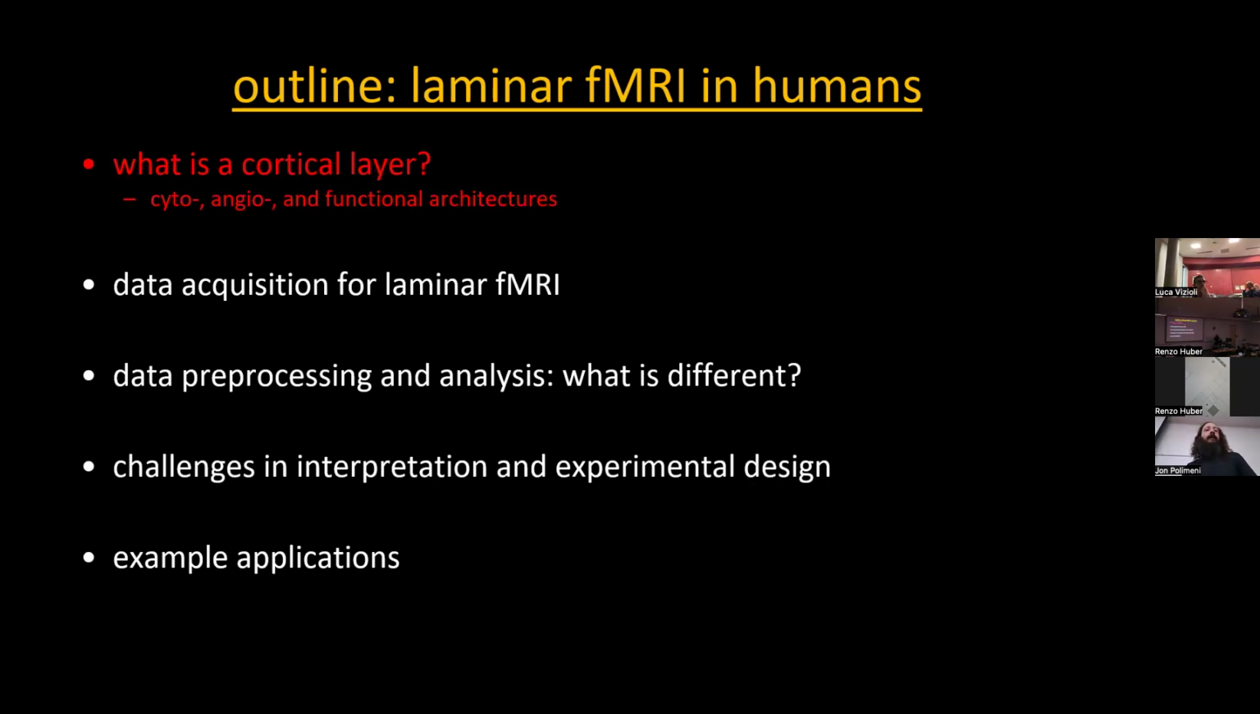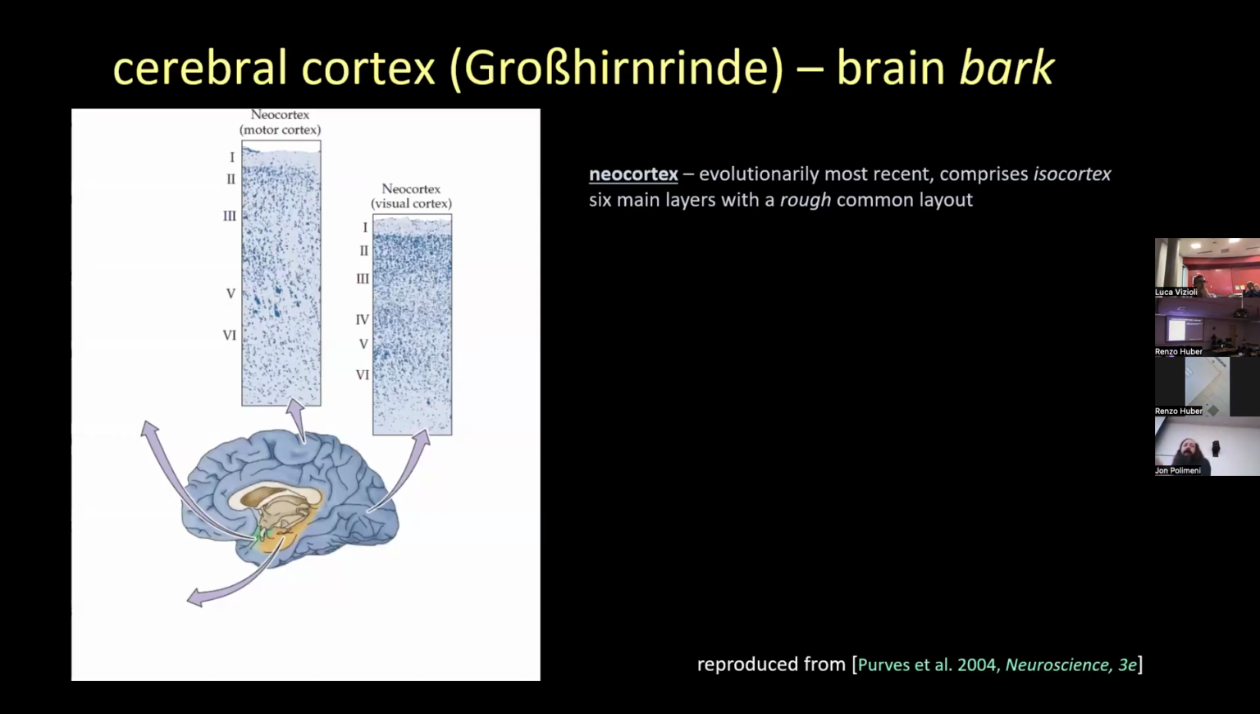And so we'll start with what is a cortical layer. First off, there are layered structures in many brain regions. However, here we're considering only the cerebrum and its cortex, okay? Cortex is Latin for bark. And as the name implies, its laminar organization really is a defining feature. Most of this bark is neocortex, which is evolutionarily the most recent.